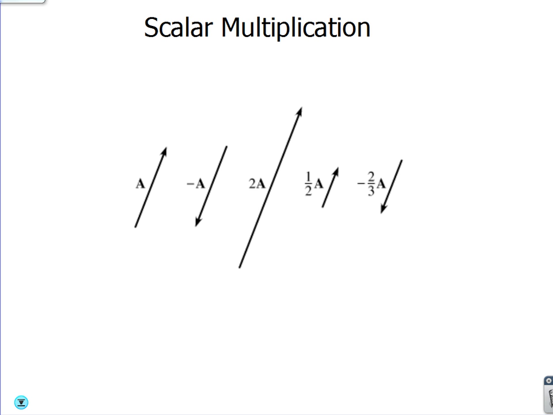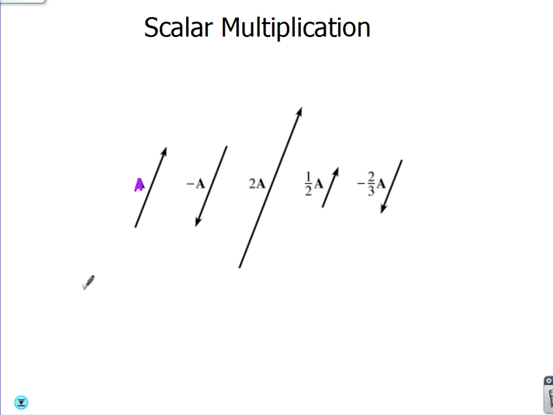Scalar multiplication. We've already talked a little bit about what happens when you multiply a vector by numbers. If your first vector here is representative of some vector A, which, by the way, sometimes you'll see written just as a vector in bold letters instead of using that bar notation, then your second vector, negative A, looks like this. It's the exact same vector flipped in the opposite direction.